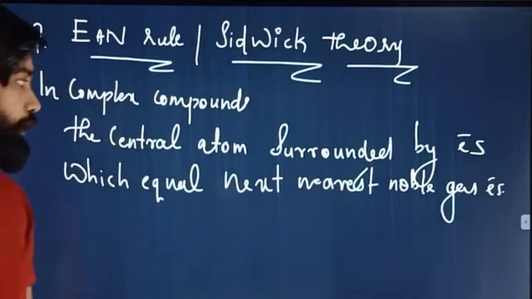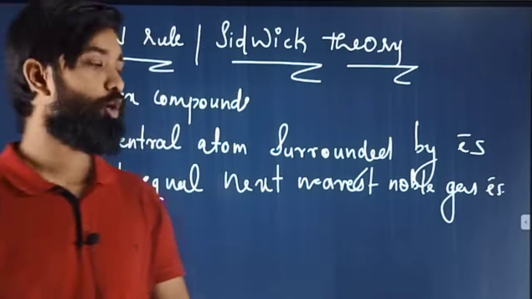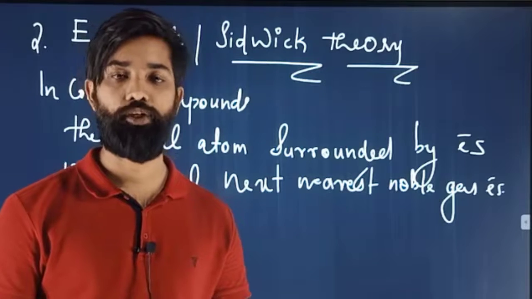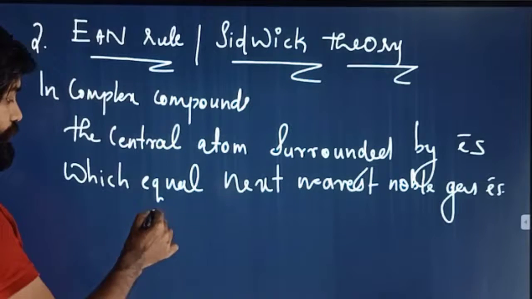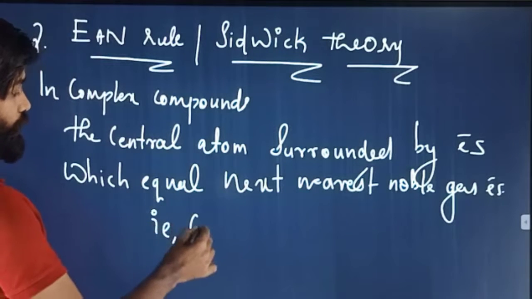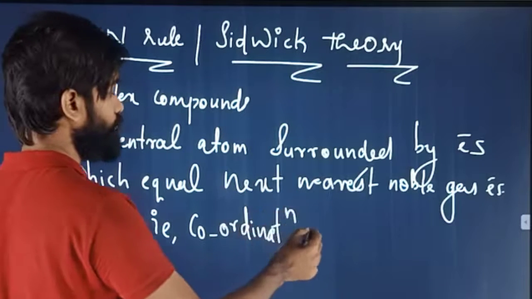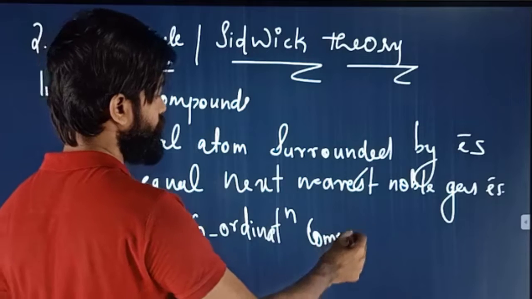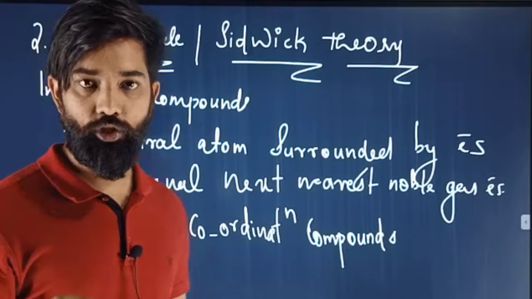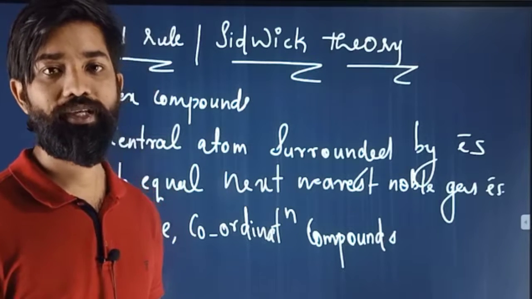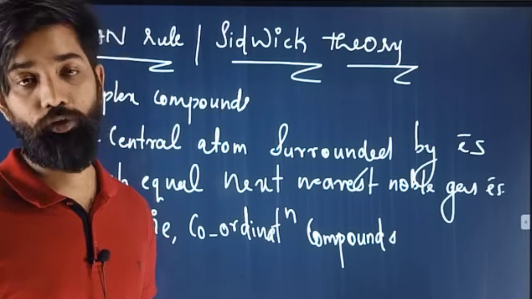Okay, so usually the number of electrons surrounded by the central atom is exactly equal to the nearest noble gas electrons or nearest noble gas configuration. Coordination compounds are stable if the total electron surrounded by the central atom is equal to the nearest noble gas configuration. The coordination complex is stable. If it is not, then the complex is unstable according to Sedgwick theory.